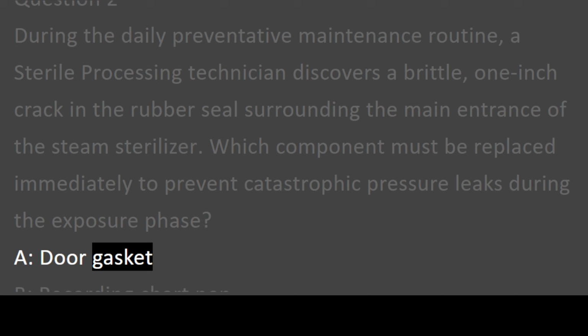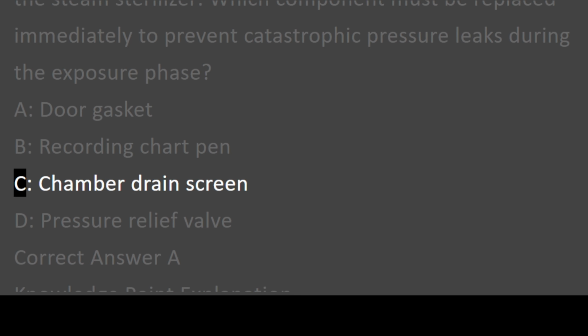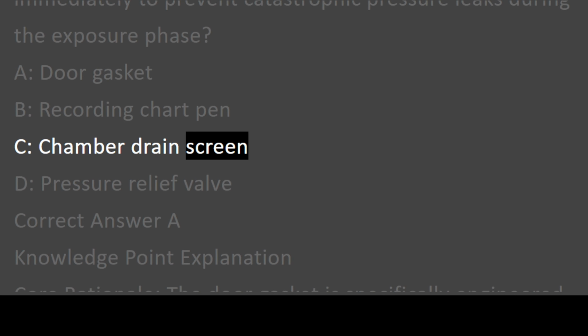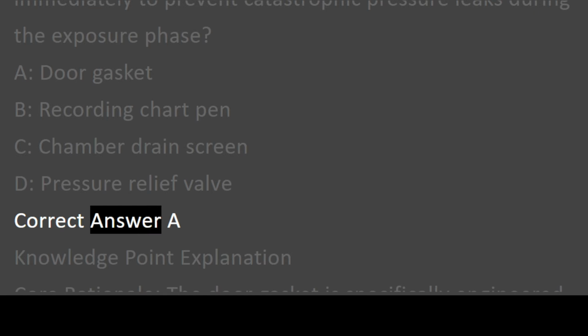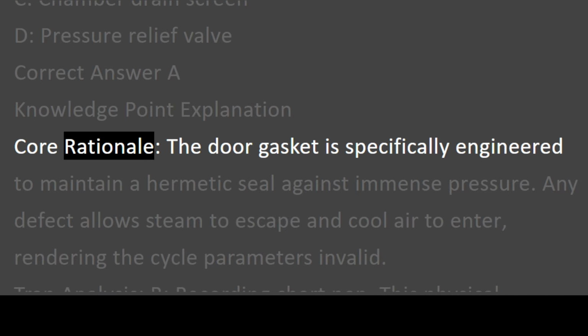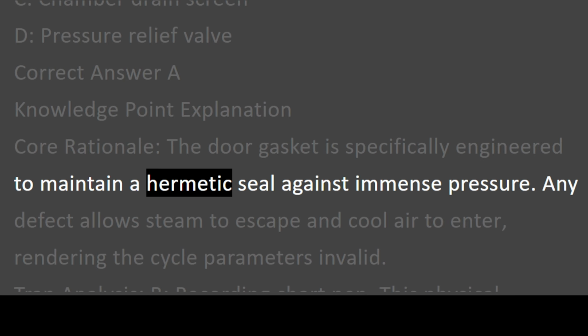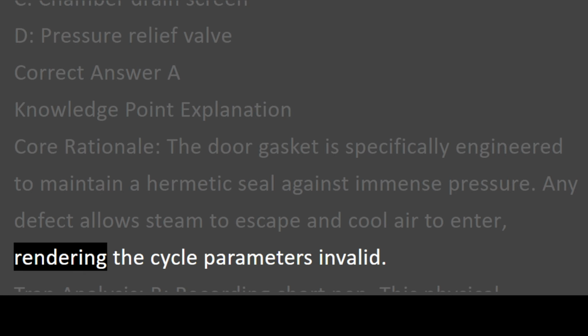A. Door gasket. B. Recording chart pen. C. Chamber drain screen. D. Pressure relief valve. Correct answer A. Knowledge point explanation. Core rationale. The door gasket is specifically engineered to maintain a hermetic seal against immense pressure. Any defect allows steam to escape and cool air to enter, rendering the cycle parameters invalid.